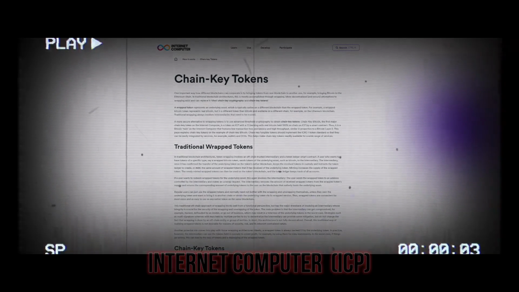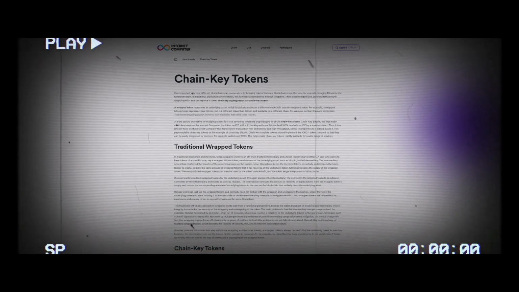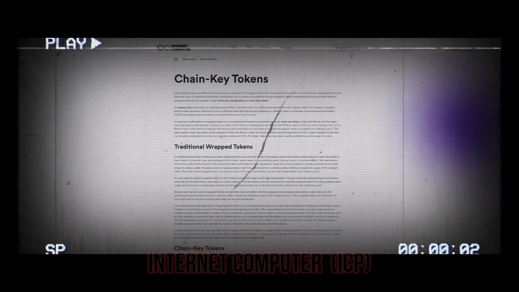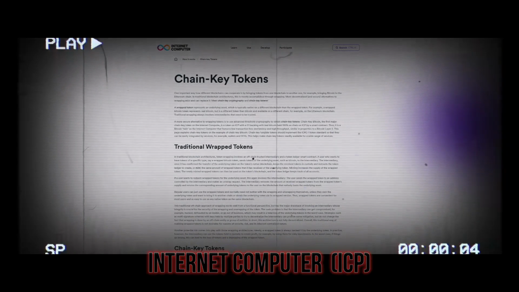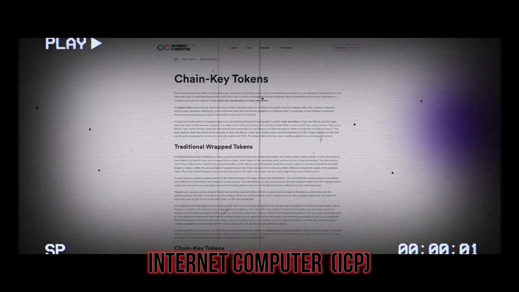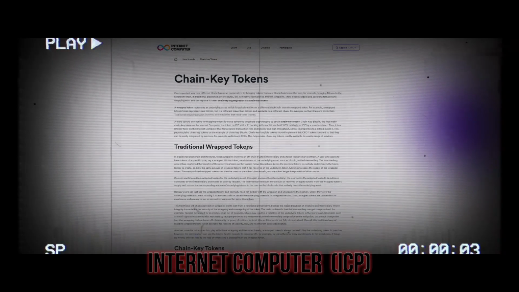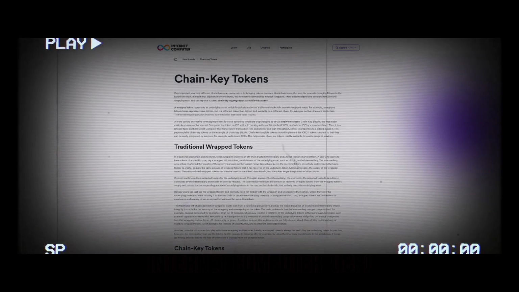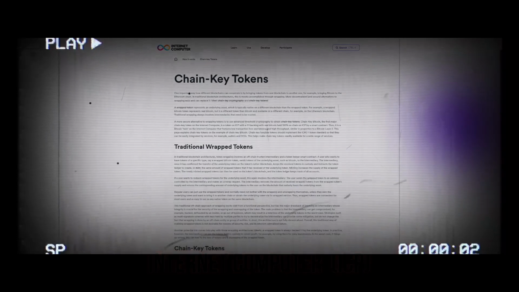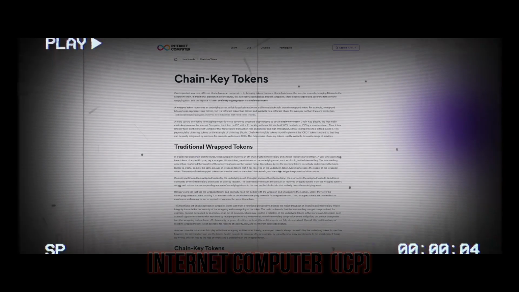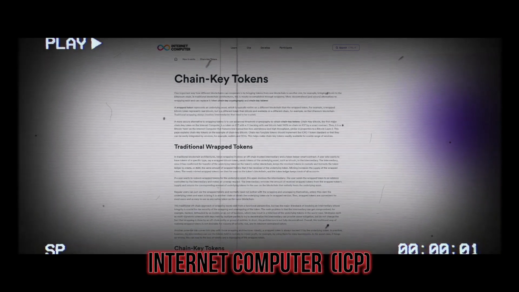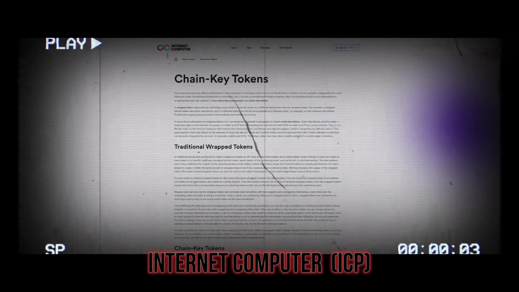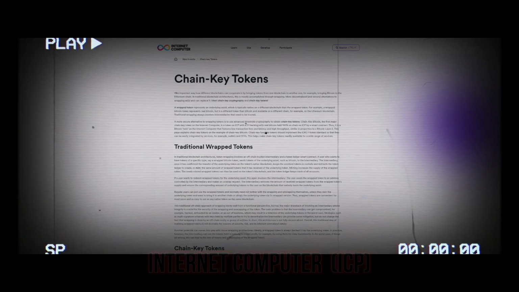A wrapped token represents an underlying asset, which is typically native on a different blockchain than the wrapped token. For example, a wrapped Bitcoin token represents real Bitcoin, but is a different token than Bitcoin, and is available on a different chain, for example, on the Ethereum blockchain. Traditional wrapping always involves intermediaries that need to be trusted. A more secure alternative to wrapping tokens is to use advanced threshold cryptography to obtain chain key tokens.